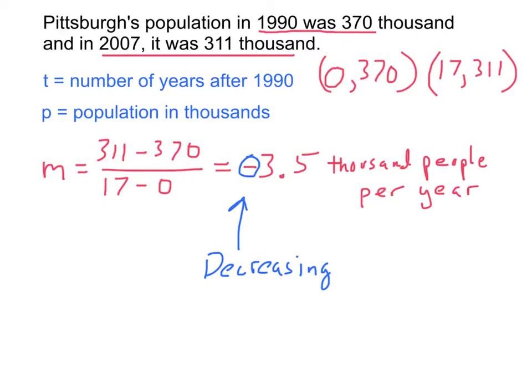Now this would be an average rate of change because probably the number of people that the population changed by each year would vary a little bit. In order to be exactly linear, it would have to be exactly the same year after year. And then it probably fluctuates a little. But on average, it decreases by 3,500 people per year over that period of time. So that's an average rate of change.